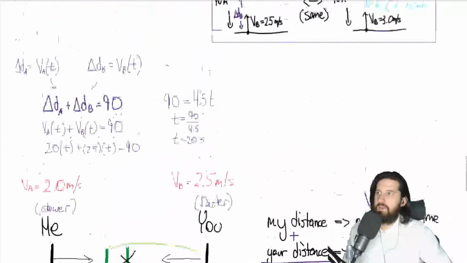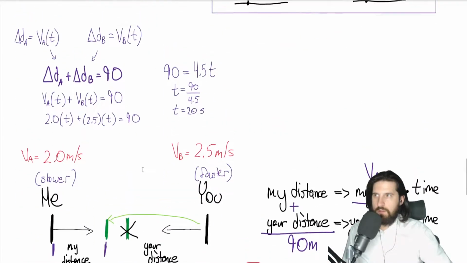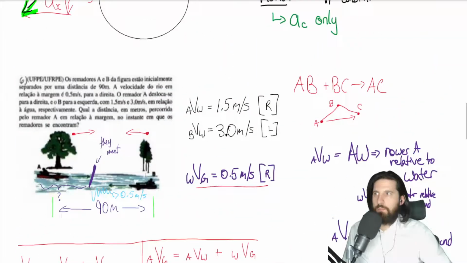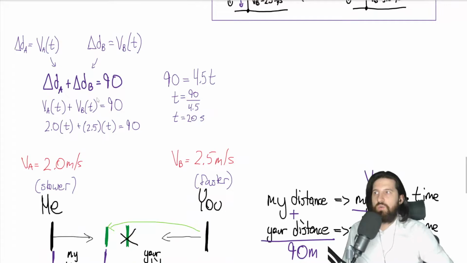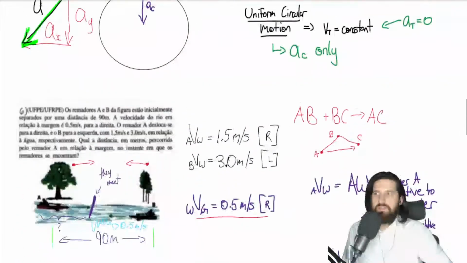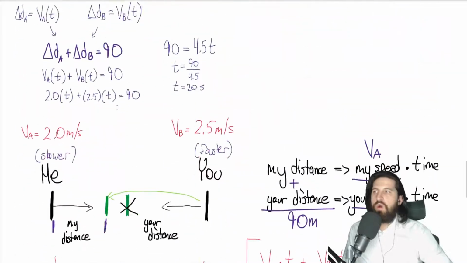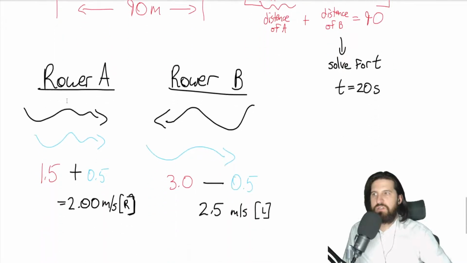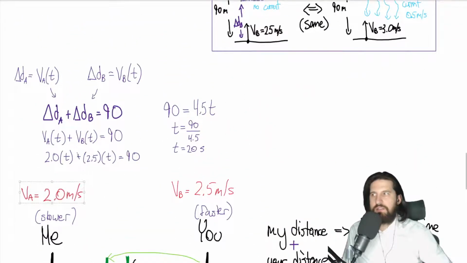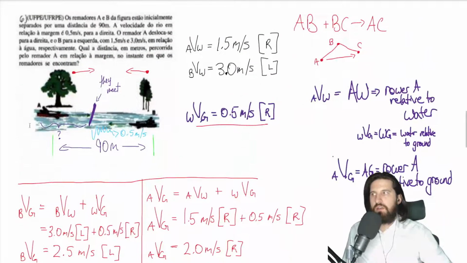Yeah, and that's what we get here. Okay. So you were saying, instead of giving me VB, the 2.5 times the 20 seconds, that's the velocity of B relative to the shoreline. We want the velocity of A, letter A, relative to the shoreline. So we want to use the 2 instead of the 2.5, because the 2 is the relative velocity of letter A.